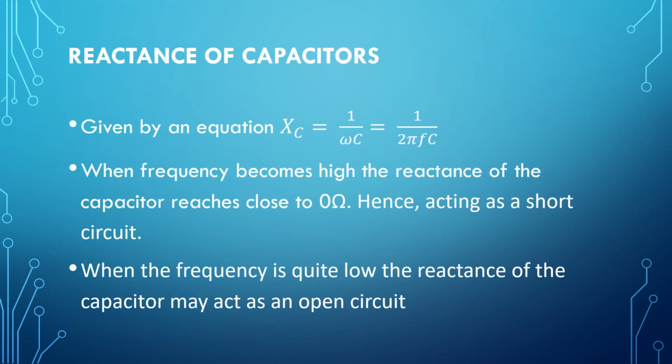Reactance in a circuit containing a capacitor can be calculated using this formula of Xc equals 1 over omega times the capacitance. Since omega is equal to 2 times pi times the frequency, this will allow for the calculation to be easier to apply. Generally, in these types of circuits, when the frequency is high, the reactance of the capacitor reaches a value close to 0, hence acting as a short circuit, and quite the opposite for a low frequency, acting as an open circuit.